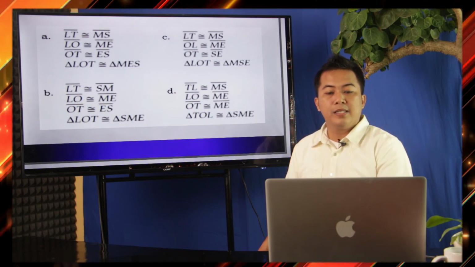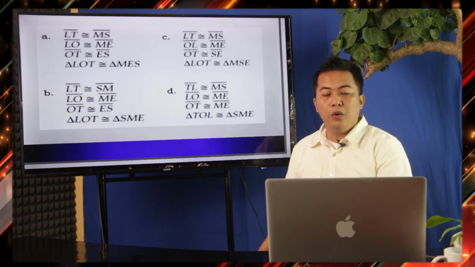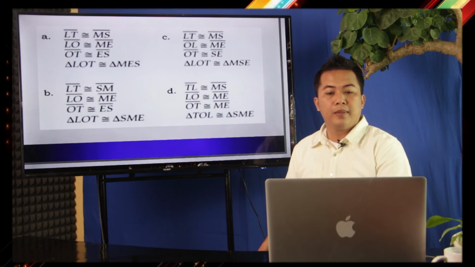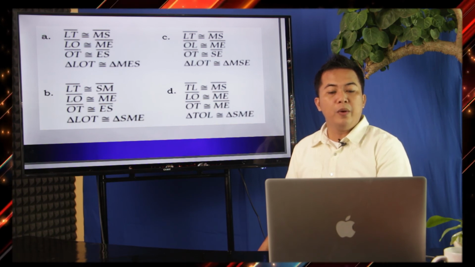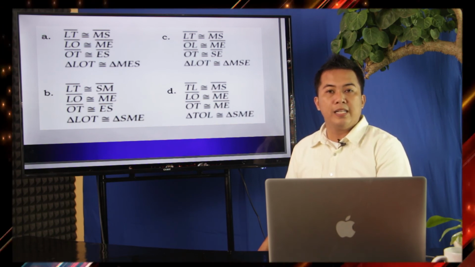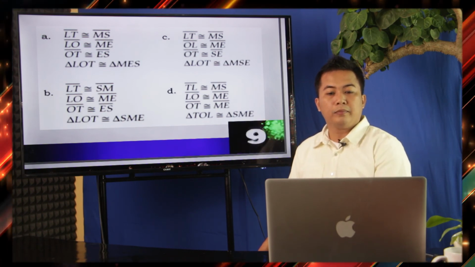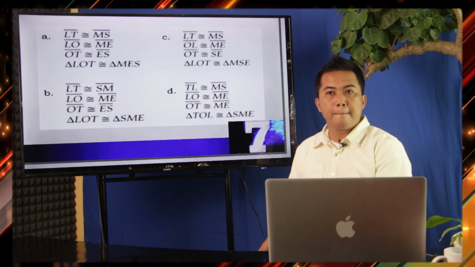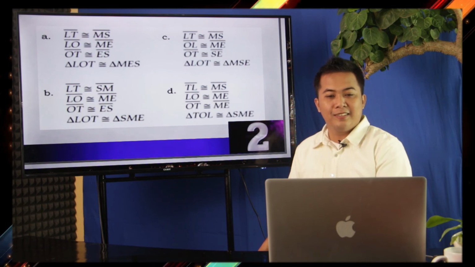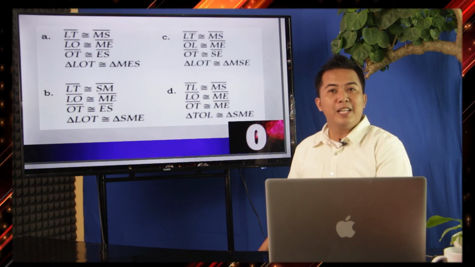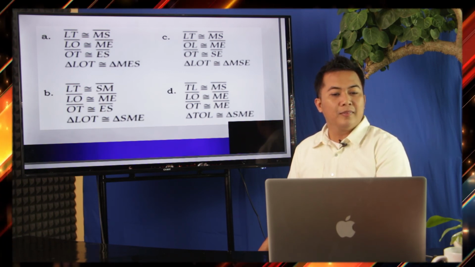Letter D. Side TL is congruent to side MS. Side LO is congruent to side ME. Side OT is congruent to side ME. Triangle TOL is congruent to triangle SME. Your time starts now. Time is up. The correct answer for number 2 is letter A.